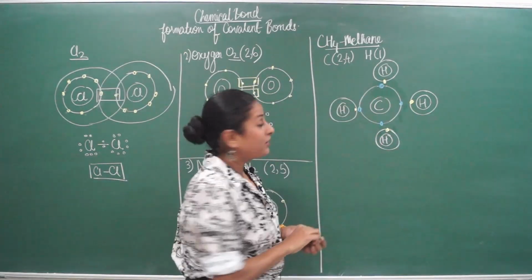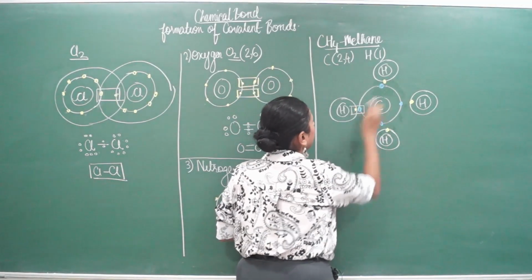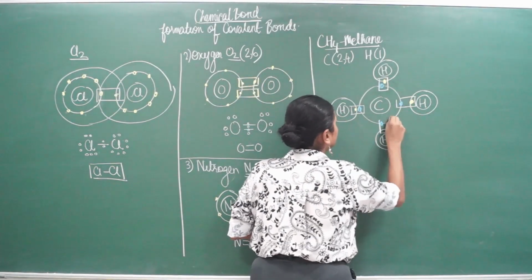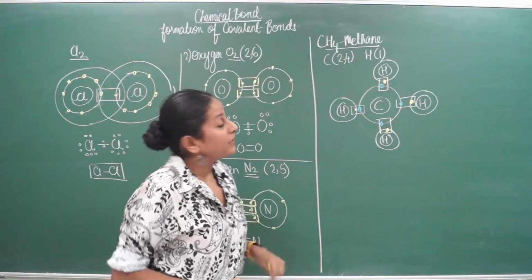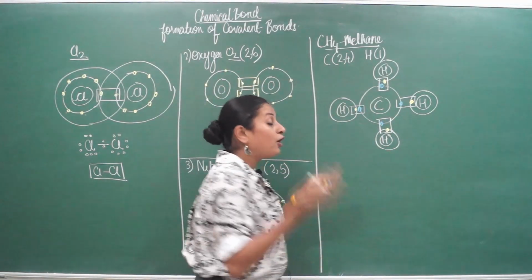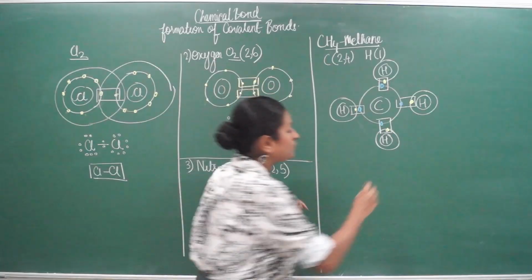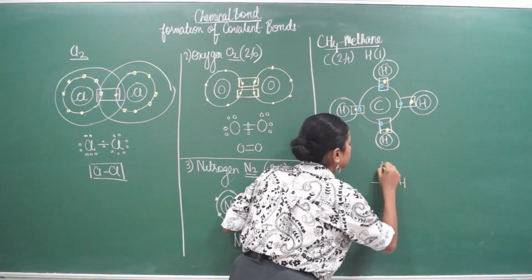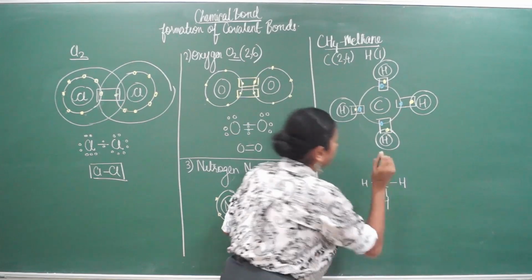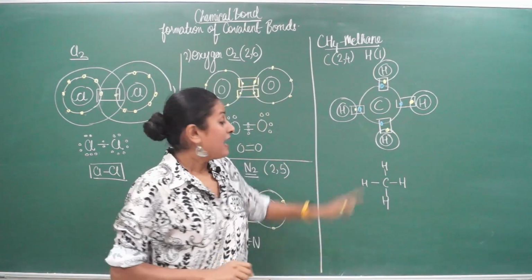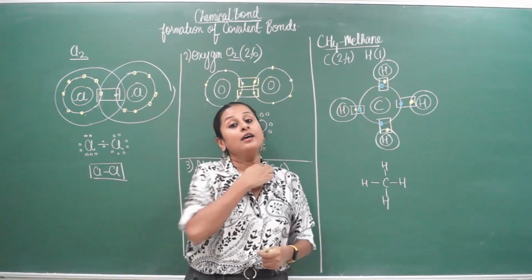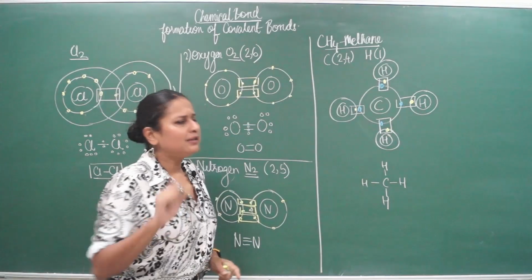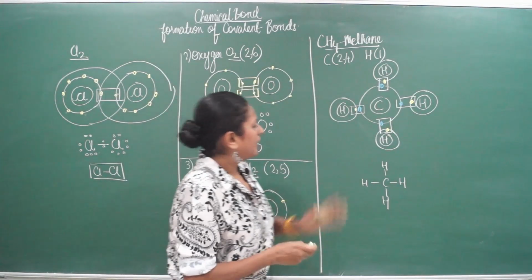So what will happen over here? They will share like this. Can you see this? This is the formation of methane. So how will you draw the Lewis dot structure or the electron dot structure? Simply like this. This is your electron dot structure, and this is also a non-polar covalent compound. Now there is another very good question that comes in your exam.